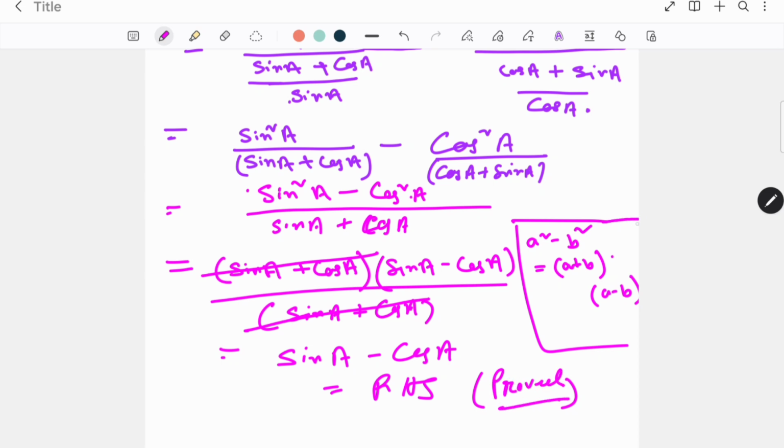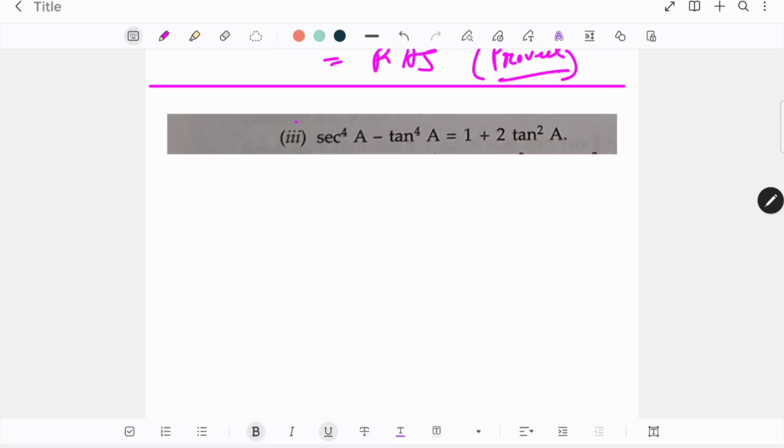We will try to write these formulas, and whatever formulas you are going to use, try to write them on the right side of the sum. Let's see how we can solve this sum. This also will start from the LHS only.